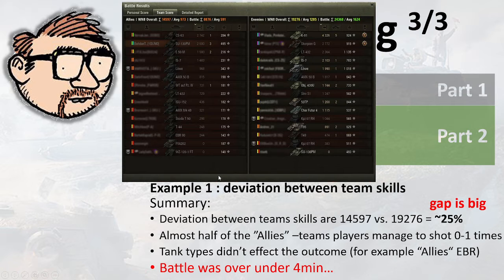And this battle was over under 4 minutes. This was a tier 10 battle, and when we are going upward on tiers, the battle pace would be very fast in that case.